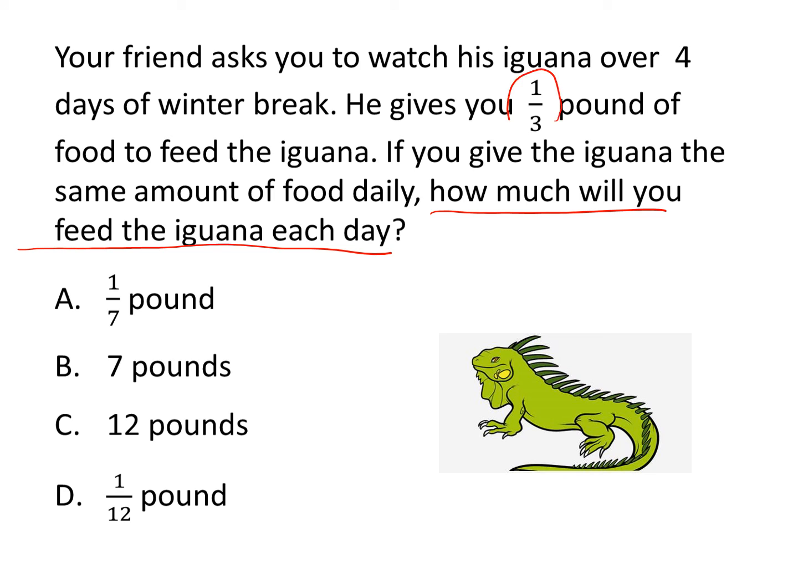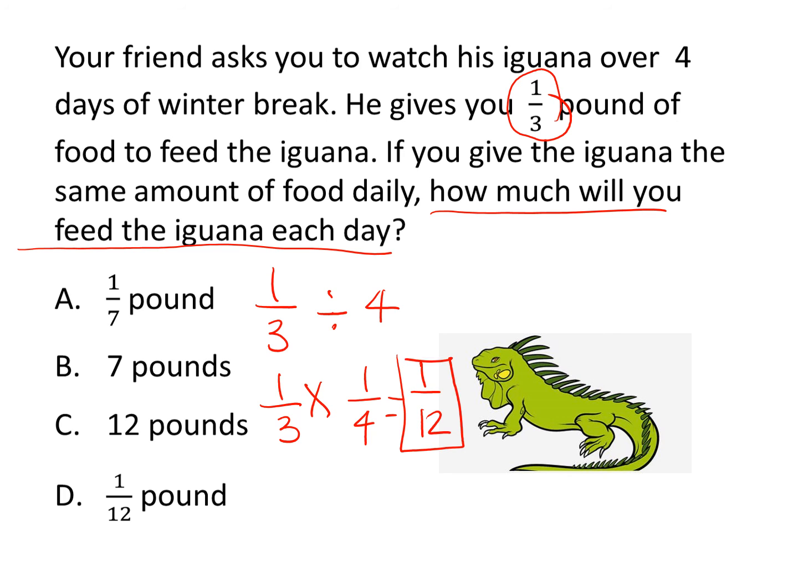So what number goes with the food? 1/3. So I'm dividing 1/3 by 4 days. So the rules are add a 1, change the sign, and multiply. 1 times 1 is 1, 3 times 4 is 12. The answer is 1/12 of a pound. Okay?